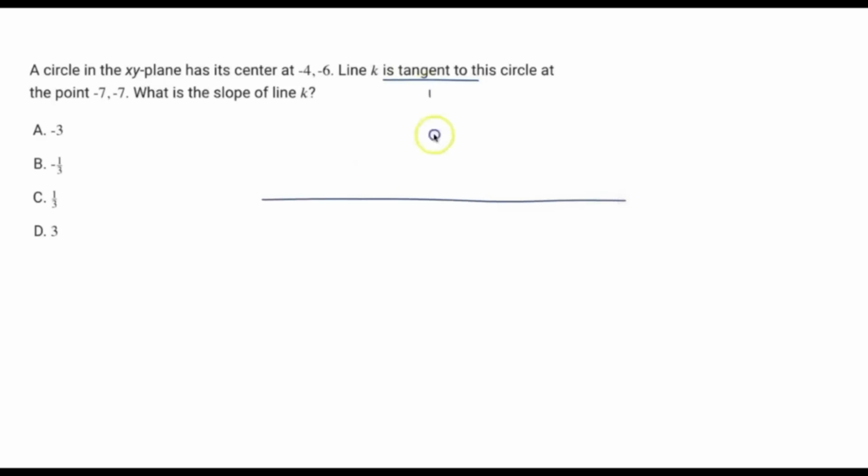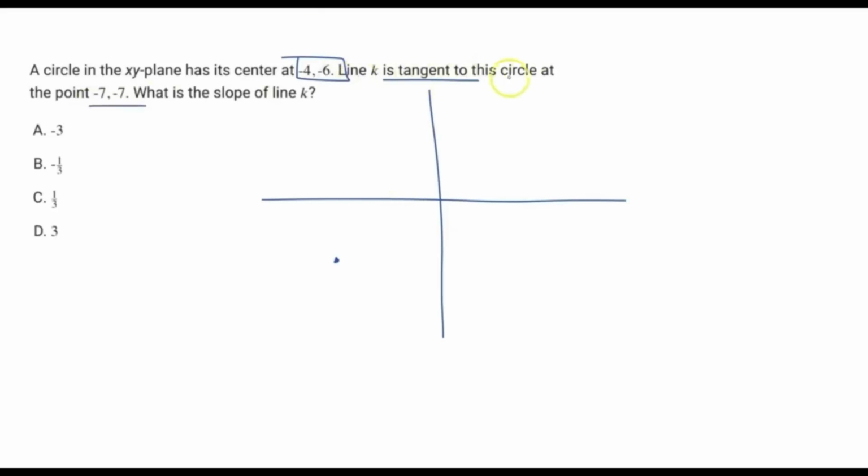So if we draw the coordinate plane here, and we know that the circle has its center at these coordinates, -4, -6. So it's going to be somewhere, I don't know, like right here. And we don't actually know the radius of the circle. We probably could calculate it using these points and finding the distance, but that's not really relevant for our problem, and you'll see why.